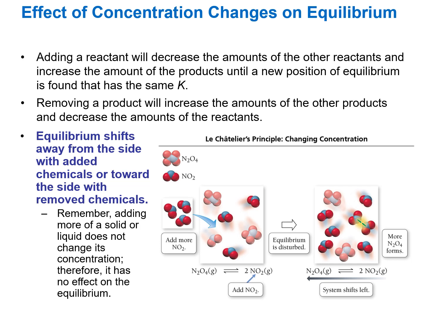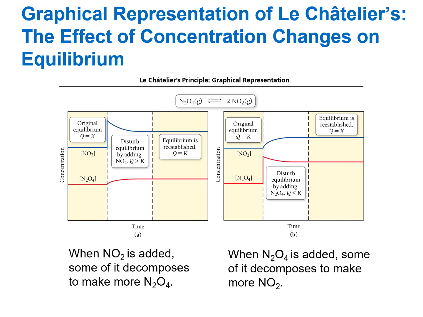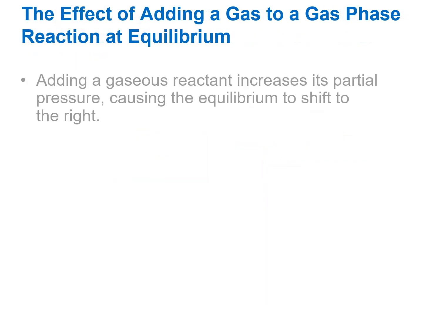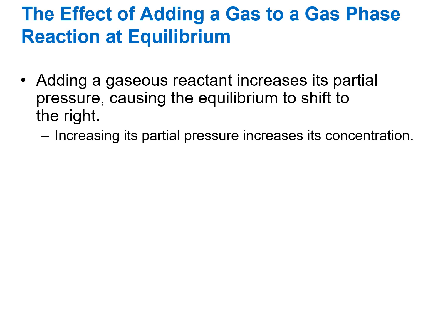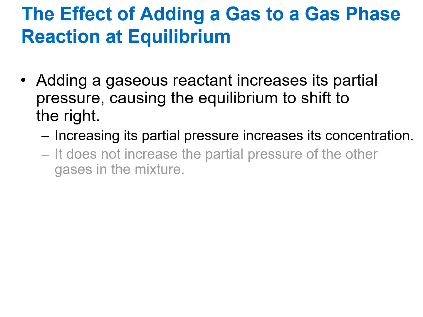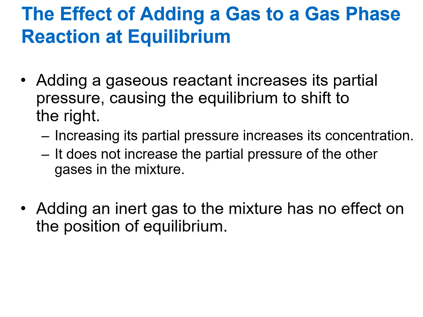So remember, adding more of a solid or liquid does not change its concentration. Therefore, it's not going to actually have an effect on the equilibrium. We're only looking at the gases. So adding a gaseous reactant is going to increase its partial pressure, causing the equilibrium to shift to the right. Now, increasing its partial pressure will also increase its concentration, but it doesn't increase the partial pressure of the other gases in the mixture. Now, what if we added an inert gas to the mix?